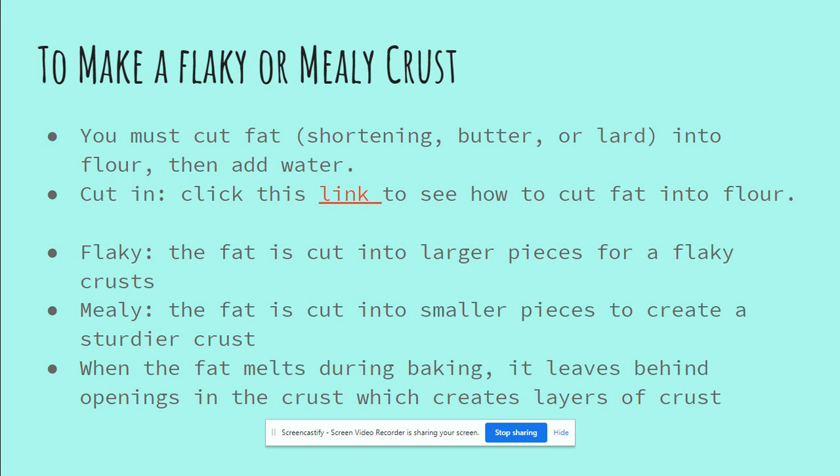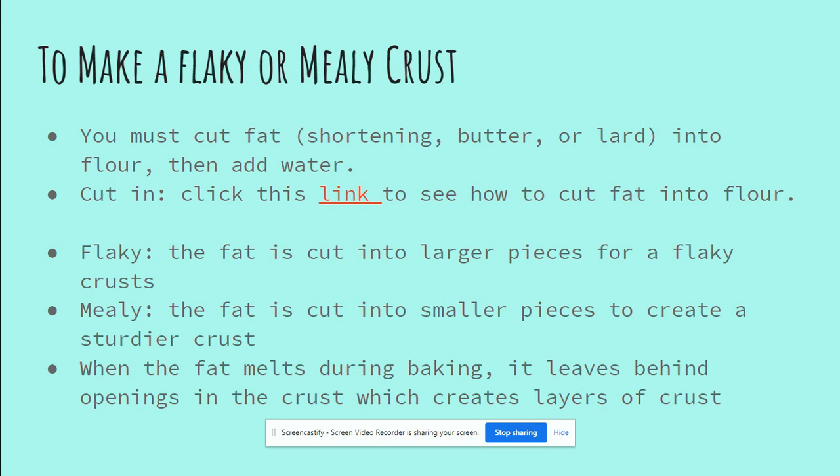So that lets it be coated in the flour, and then as it bakes, the butter or the fat is going to melt, but it's going to leave those pockets of air in between the layers of the crust. So that's what makes it flaky. So when you make a flaky crust, you're going to have larger pieces of fat, and that's going to leave those air pockets. Mealy crust, your pieces of fat are going to be pretty small. They're going to be evenly cut up, and it's not really going to leave those air pockets.